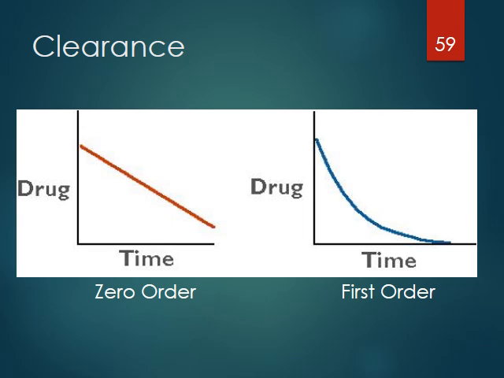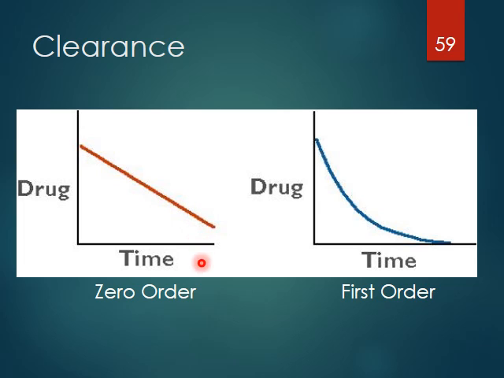Here, if we were to look at clearance on two scales, we're looking at drug on our y-axis and time on our x-axis. If you were to look at zero order kinetics, again, like we mentioned, this is going to be a constant amount of drug per unit time. So for, say, ethanol, even if I have a very high concentration, I'm only going to metabolize 20 milligrams per deciliter per hour. Whether I'm at the top of the curve or the bottom of the curve, I'm still metabolizing the same amount of drug per unit of time.